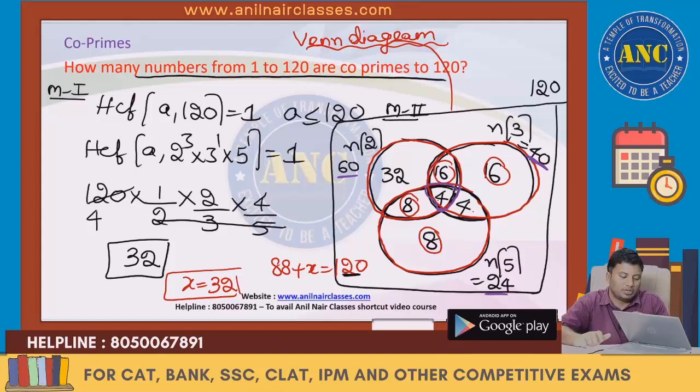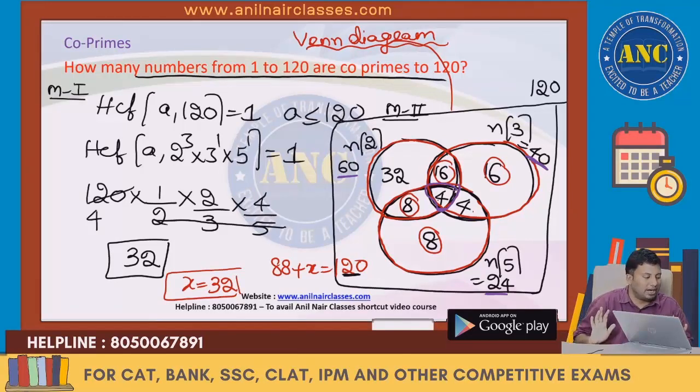How many multiples are common to 2 and 3? 6. 6 means total 20. 4 is there, so it is nothing but 16. Similarly, how many multiples are there for 3 and 5? 15, 8. 4 inside, 4 outside. 10, 10 means 12. 4 inside, 8 outside.